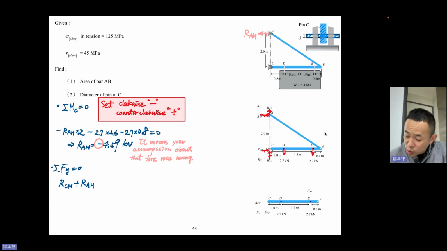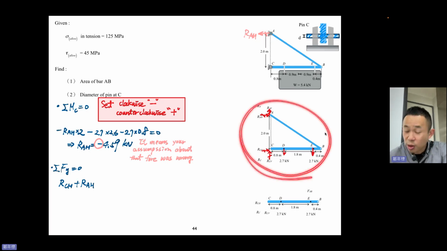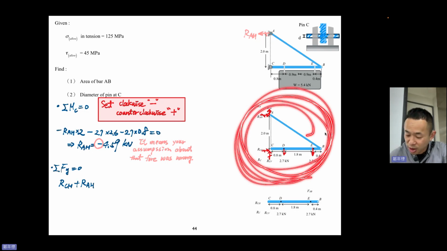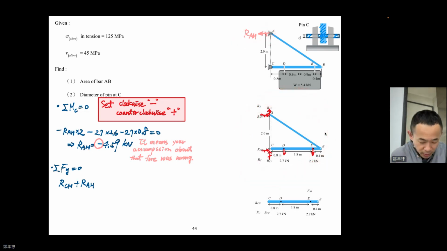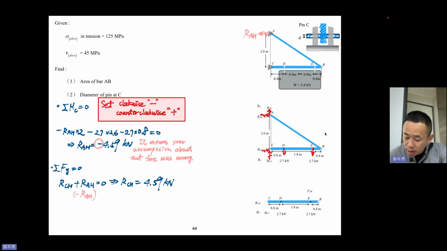Well, I'm still using this plot, okay? I'm not using this, I'm using this. Or you can say this is minus RAH, but that means the same thing. Equal to 0. And then RCH equal to 4.59 kN. Okay, so 4.59 kN, which means that RCH is in the correct direction.